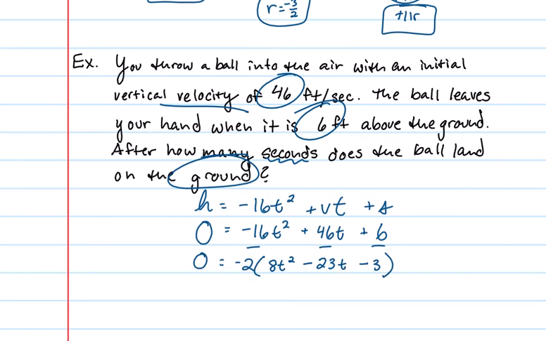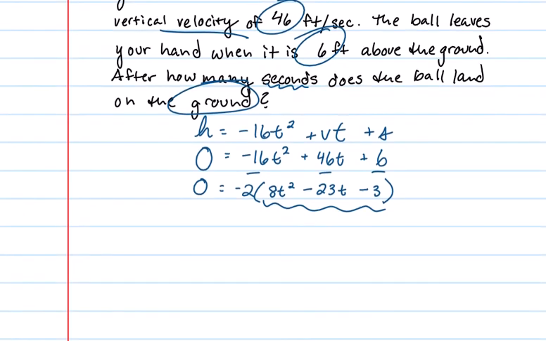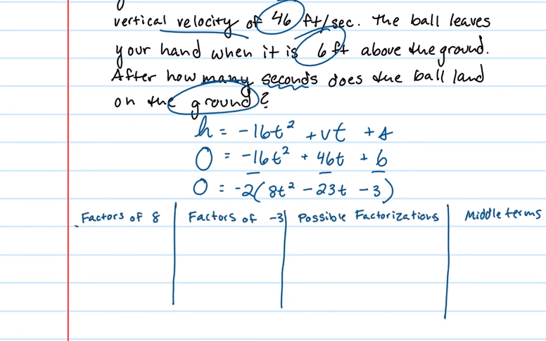And now I have this trinomial that I am trying to factor. I know that I have many factors of 8, but I don't have too many factors of 3. So you can fill out this chart where you have the factors of A and the factors of C and the possible factorizations. This is what your table is going to look like, and let's come up with a couple of possibilities here.